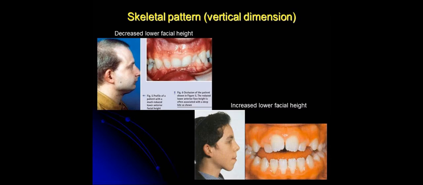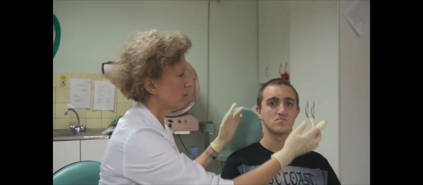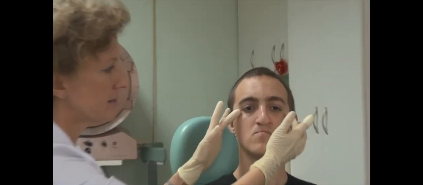Increased lower facial height is associated with vertical growth pattern. Decreased lower facial height is associated with horizontal growth pattern. In the transverse plane, we assess symmetry or asymmetry of the face. You should assess the points of eyebrows, eyes, area of nose, angle of the mouth, and position of the chin concerning the middle line of the face. Our patient has a slightly asymmetrical face.